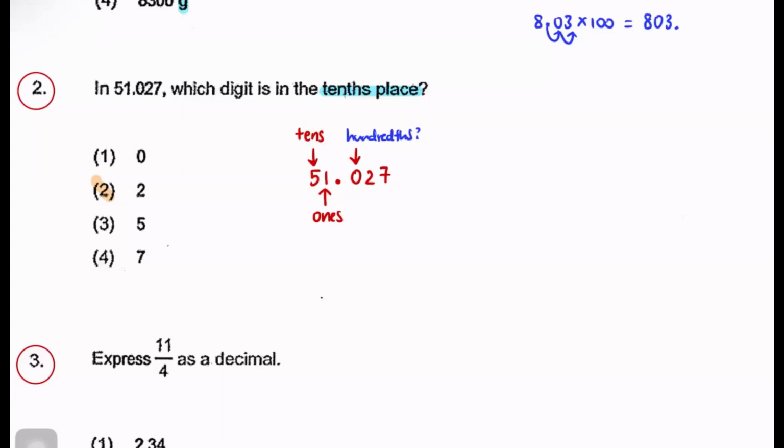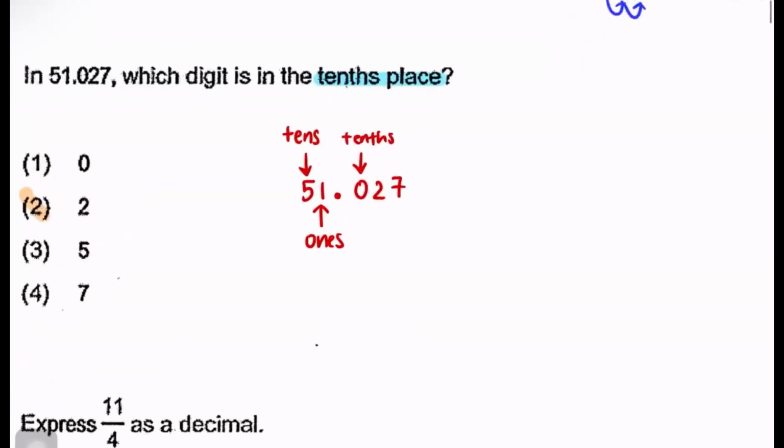Y'all don't remember. You were sleeping in class. This is the tens place. But it is spelled differently. Can you guys see that this is tens with a TH? No, not 100. 100 is the next one, okay? It is spelled with a TH.